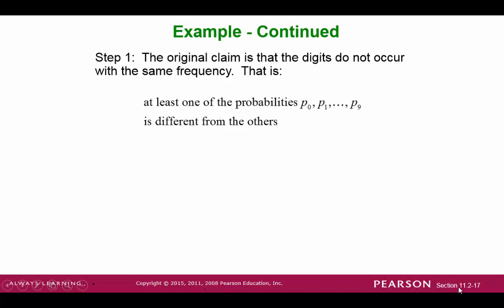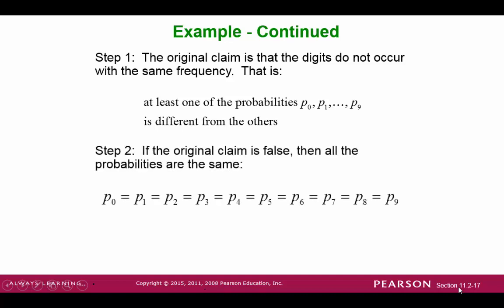Step 1, we want to find our original claim, and the original claim says that the digits do not occur with the same frequency. What they're saying is that at least one of the probabilities is different from the others. The opposite of that is to say that all probabilities are the same. So we have a string of equalities: p sub 0, that's the proportion that the 0 would pop up, p sub 1 would be the proportion of the digit 1 popping up as the last digit of the weight reported, etc.